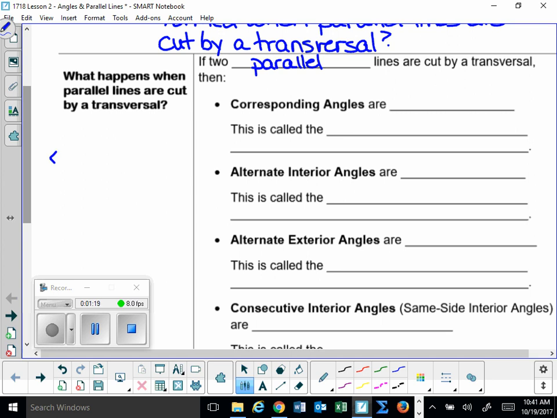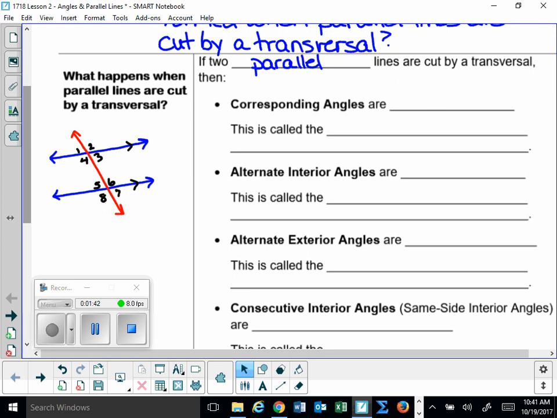So let's see here. Let's do a couple of parallel lines. I'm going to mark them parallel. I'm going to stick a transversal in here. And let's go ahead and number these: 1, 2, 3, 4, 5, 6, 7, 8. A bunch of vocabulary words today.